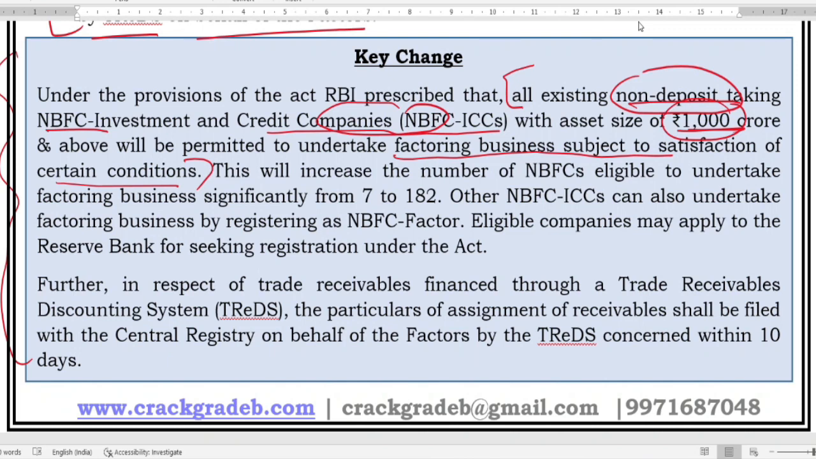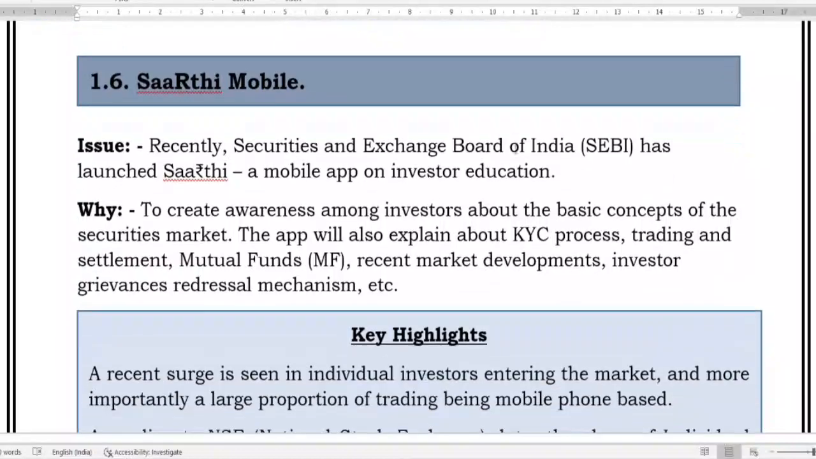Okay. So now what are the other conditions? Absolutely not required to get into that much depth. Now, this will increase the number of eligible NBFC from 7 to 182. Means this will give a level playing field to all the other NBFC as well. See, factoring was only done by the 7 players. Now 182 will come. So more competition, more number of players will give a boost to the product itself, that is the market of factoring. Okay, so let's move forward.